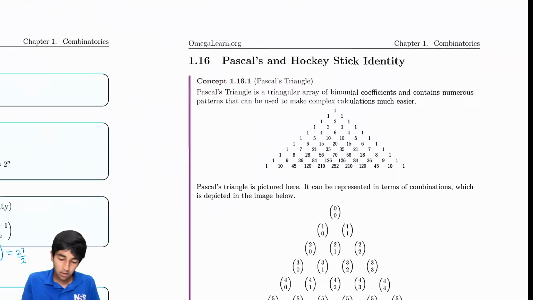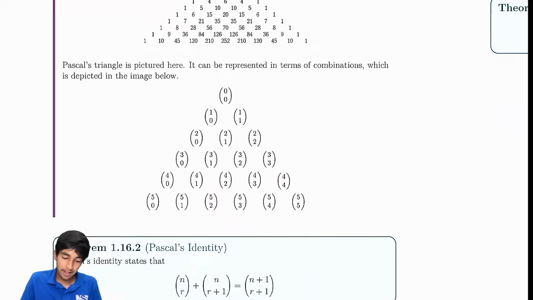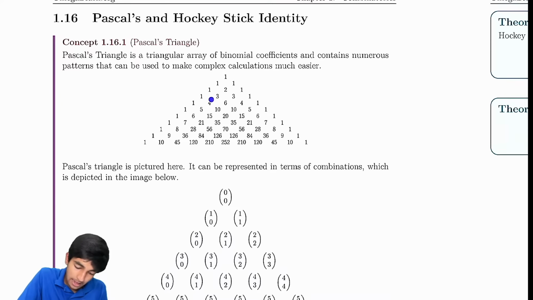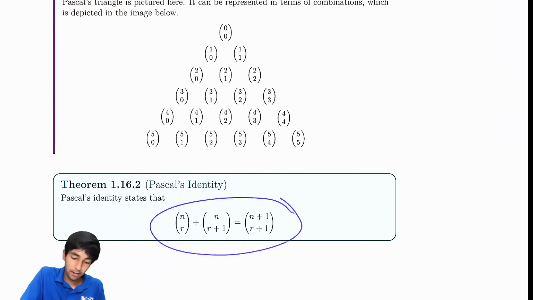Okay, now on to Pascal's and hockey stick identity. And this is Pascal's triangle, where each thing can be represented as 1 choose 0, 1 choose 1, 2 choose 0, 2 choose 1, 2 choose 2. Each value is represented here. But really what we get out of this is Pascal's identity. You're probably familiar with the fact that each value is the sum of the two values on top. And if you use this, we see this cool little trick.